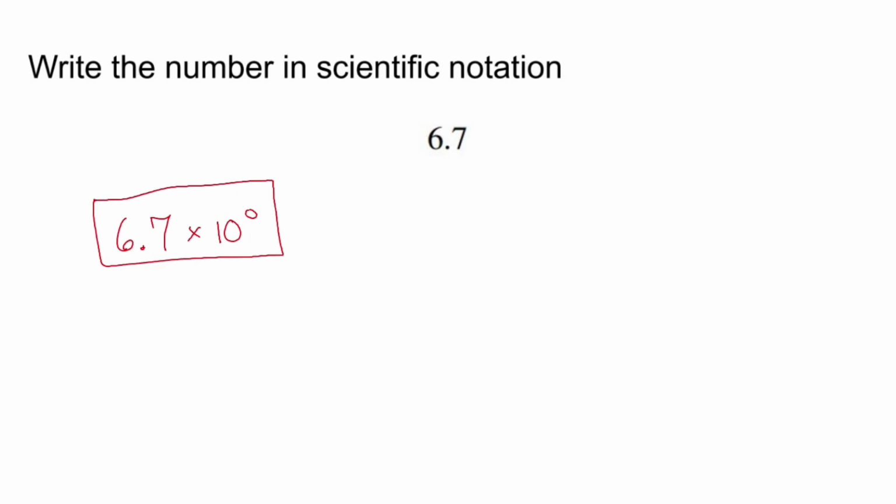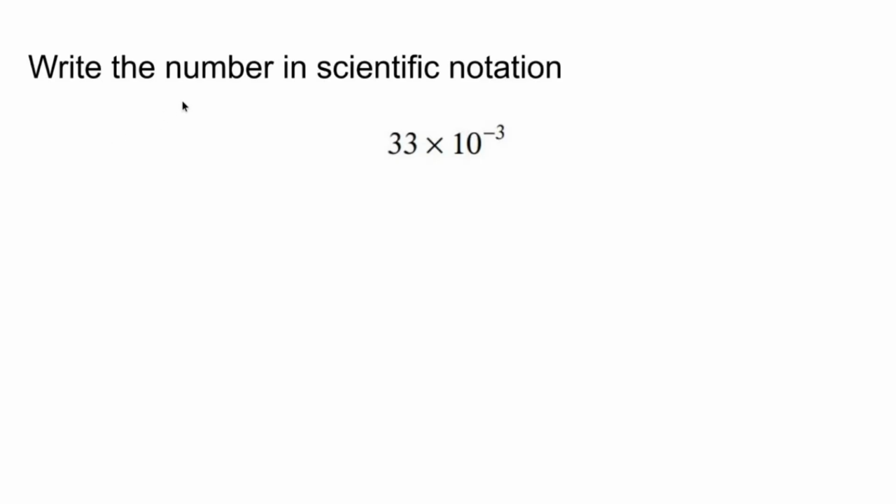Fun stuff. Write the number in scientific notation. We're given 33 times 10 to the negative third. Now you might be looking at that saying, that is scientific notation. 33 is too big for it to be scientific notation. So let's focus on the 33 first.